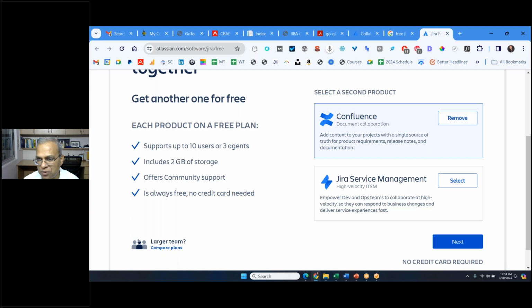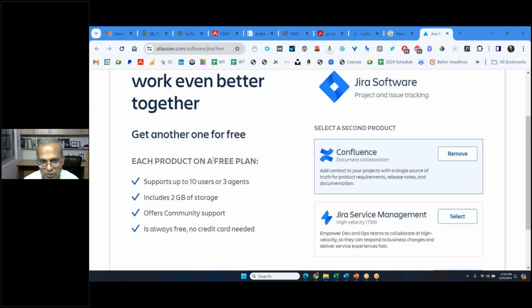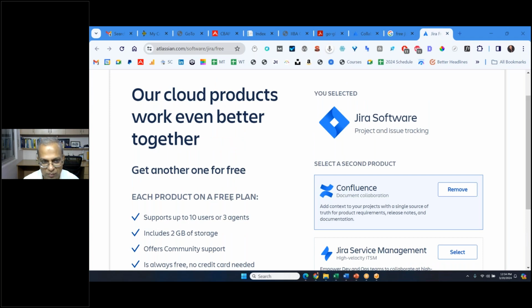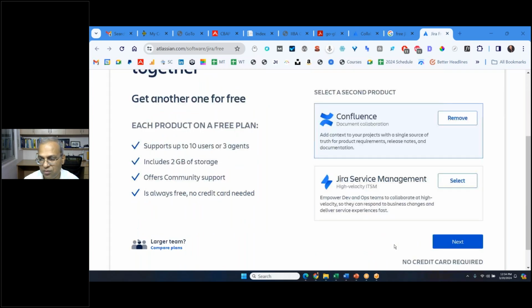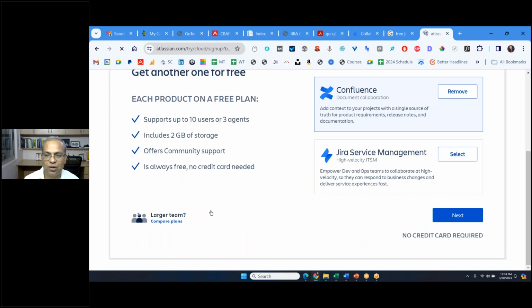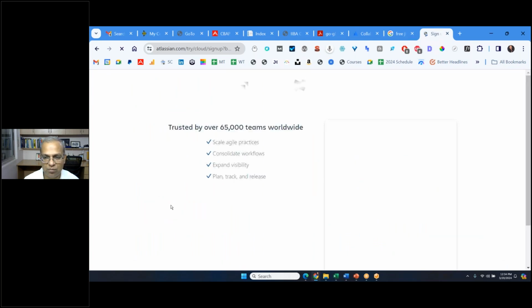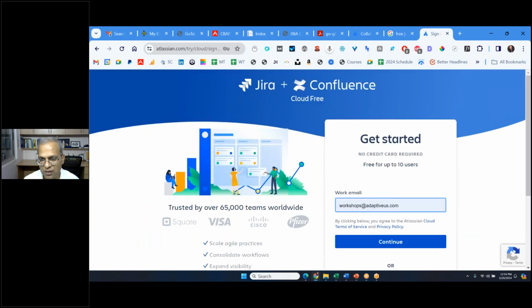Okay, because these two usually go quite well, Jira and Confluence, and you can see here, you can have 10 users. You have 2 GB of storage. It's free, no credit card needed. Pretty nice, no? So let's go ahead and create an account. Maybe this is one of our workshop accounts. So let me try this and continue.